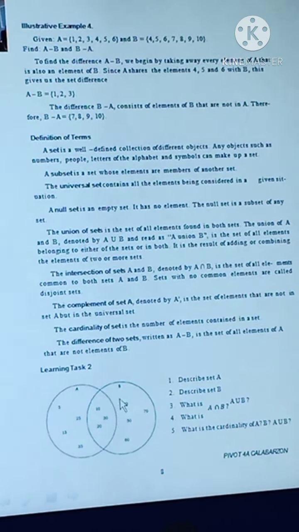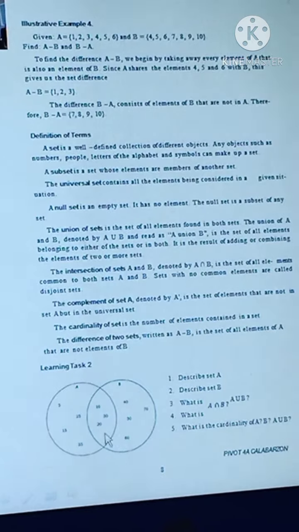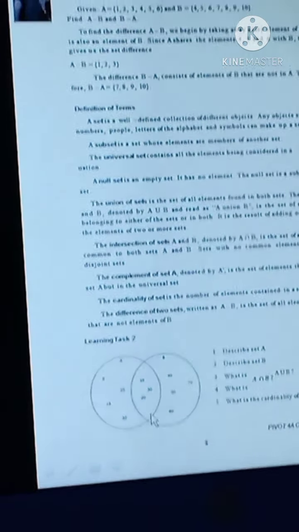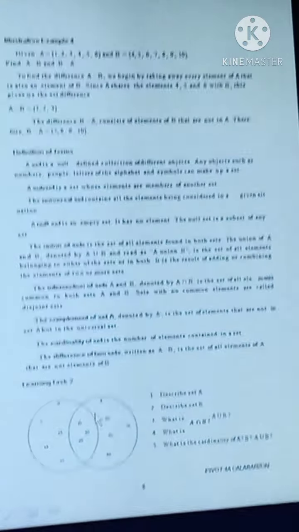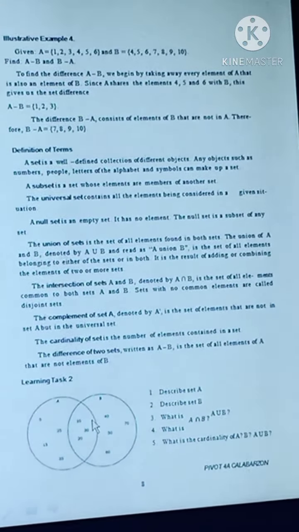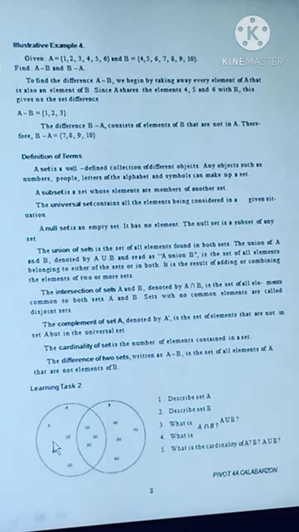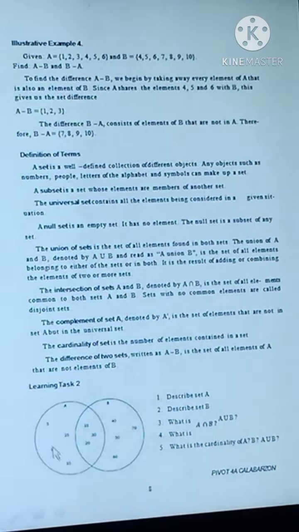Divisible by 5, by 10. So, you're going to describe. Example, ma'am, set B is divisible by 10. Isusulat mo siya: 10, kung ano-ano pa dyan. Then, sa set A naman, balikan mo, describe. Divisible by 5. Tama o mali?